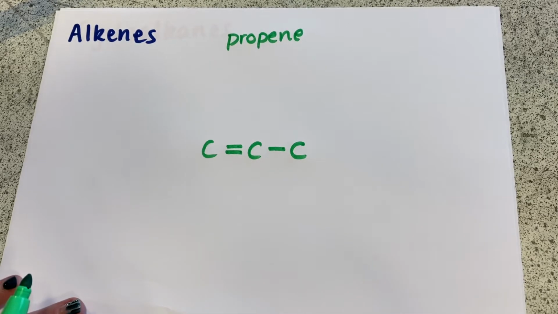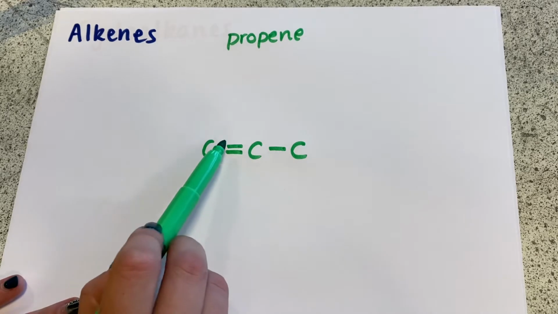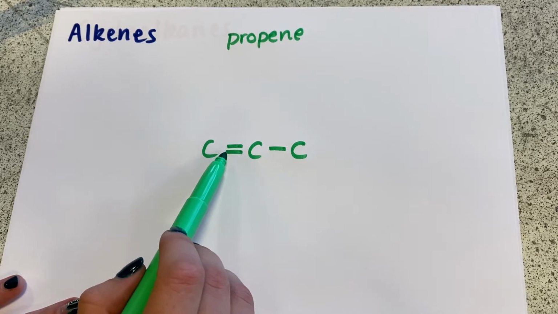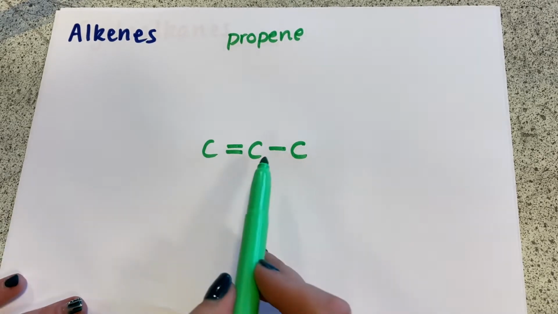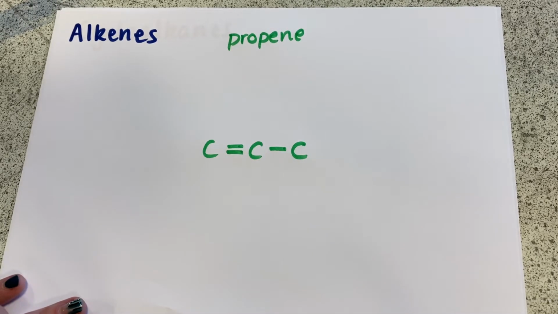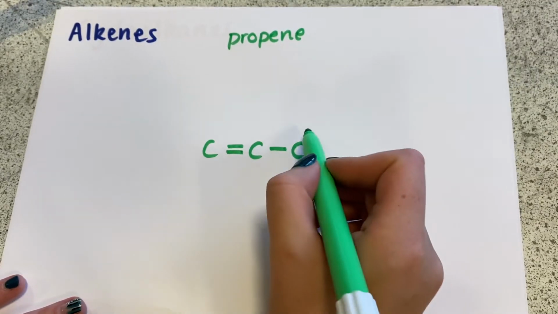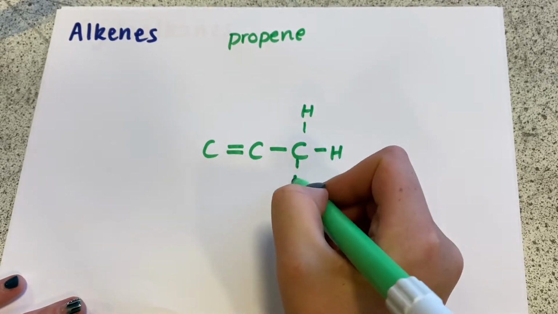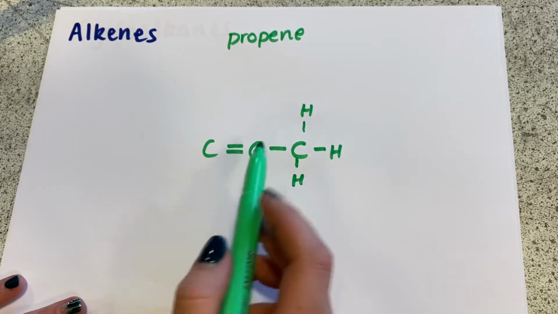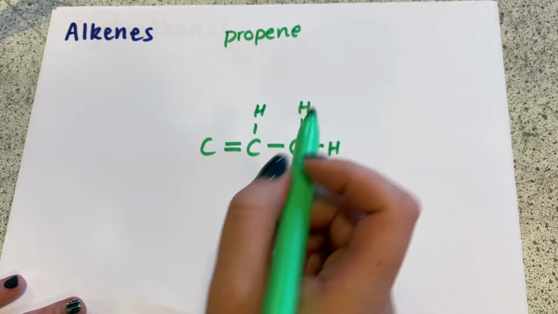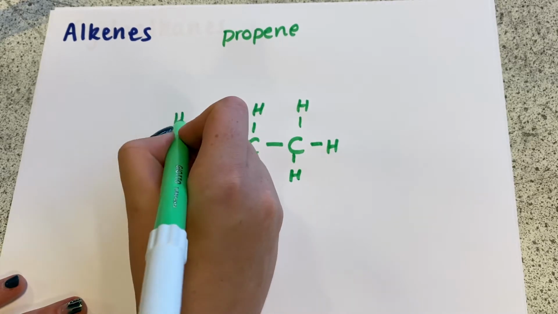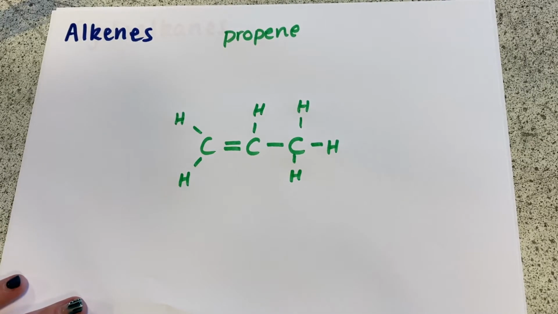Again, each carbon needs 4 bonds, but as you can already see, this carbon already has 2, and this carbon has 3, because it's also bonding to this carbon. So what you're going to do is add on your hydrogens. We need 1, 2, 3, 4. This one needs 1, 2, 3, 4. And this one needs 1, 2, 3, 4. Much like that.